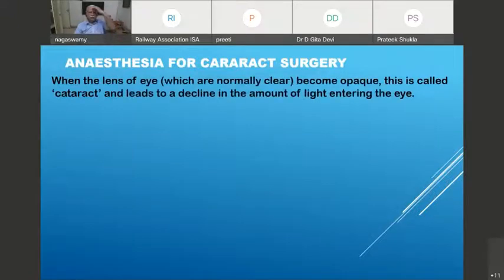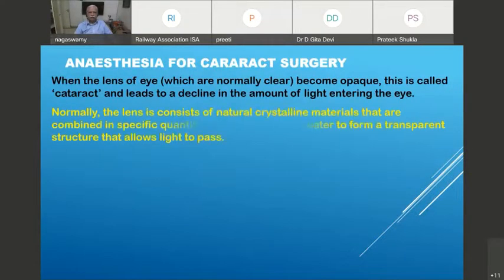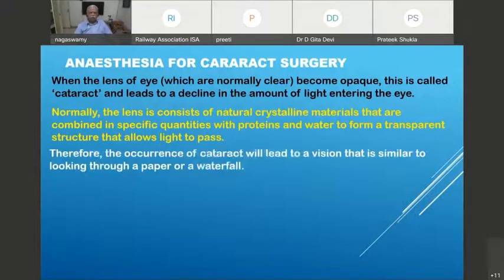So this is the anesthesia for cataract surgery. When the lens of the eye, which is normally clear, becomes opaque, this is called cataract, which is the meaning of waterfall. It leads to a decline in the amount of light entering through it. So normally the lens consists of natural crystalline material that is combined in specific quantities with proteins and water to form a transparent structure that allows light to pass through. Therefore, the occurrence of cataract will lead to a vision that is similar to looking through a paper or a waterfall.